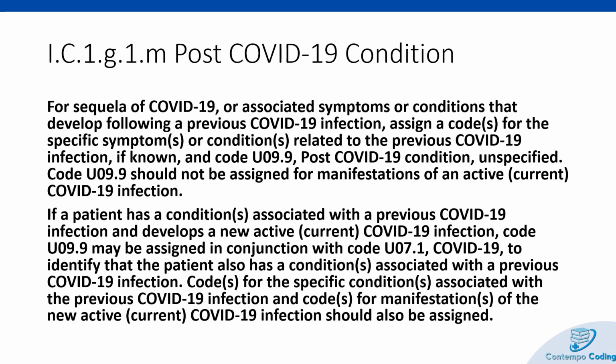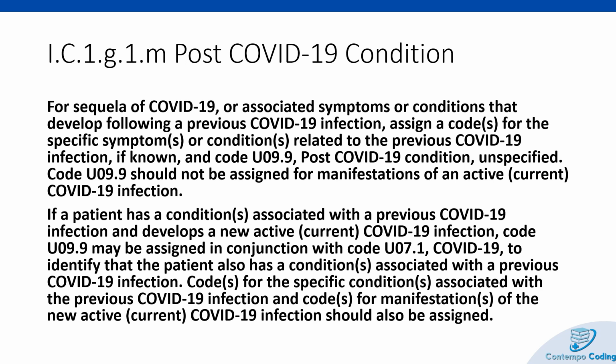That's this one. So it says for sequela of COVID-19 or associated symptoms or conditions that develop following a previous COVID-19 infection, we assign the code for the specific symptoms or conditions related to the previous COVID-19 infection, if known, and code U09.9, which is that post-COVID-19 condition unspecified. Now, it says code U09.9 should not be assigned for manifestations of an active COVID-19 infection. So this is for patients who have recovered from COVID-19.